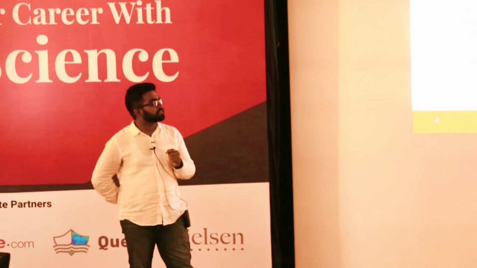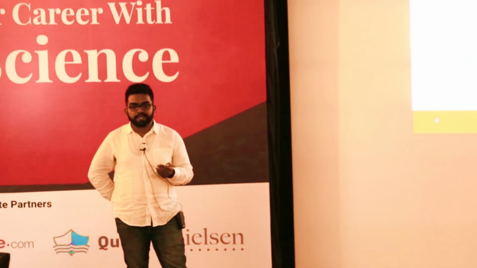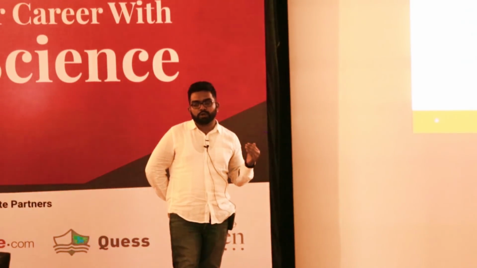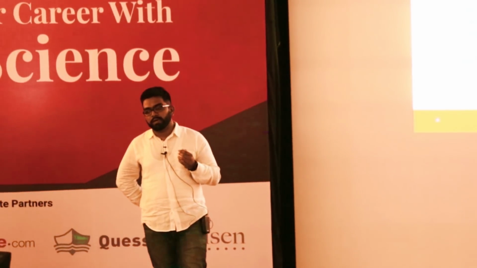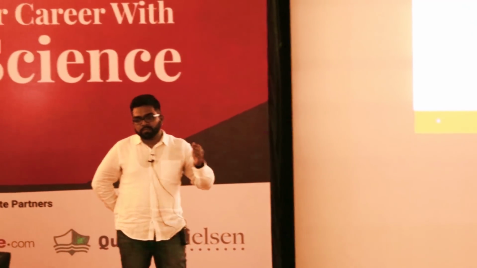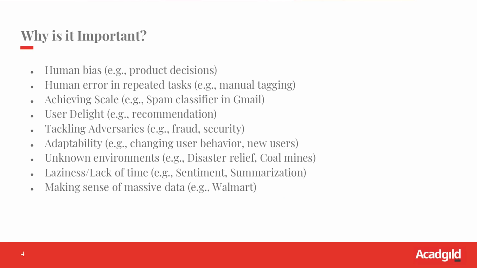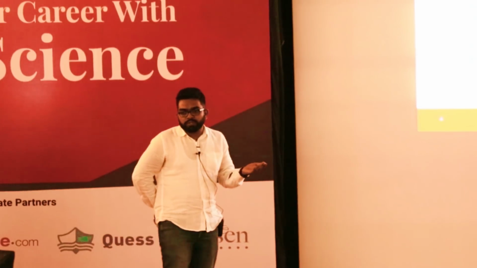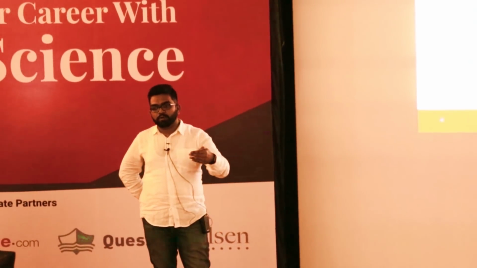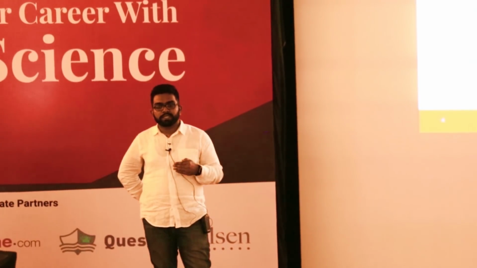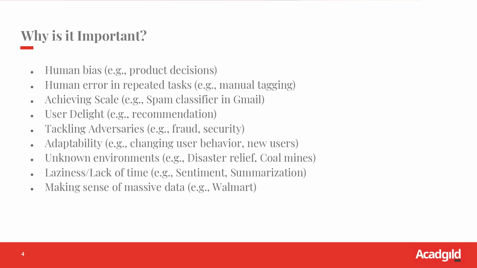Human error in repeated tasks. Whenever you see your voter ID cards, whenever there's a manual entry, there are a lot of errors that can creep into your voter IDs. Whenever we can use AI or machine learning, you can reduce that. Achieving scale, like a spam classifier in Gmail. User delight. Whenever a user comes on your platform, instead of just showing what he has done already, if you can show what he would like, that would bring delight to the user.